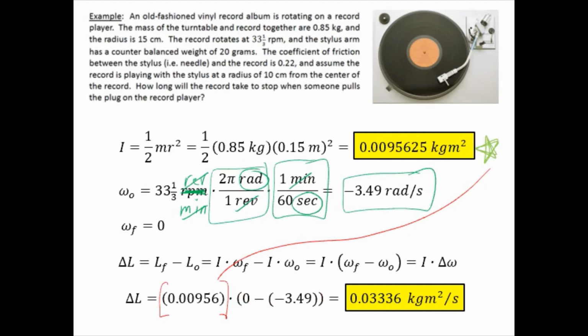And so when we look at the change in omega here, it's omega final minus omega original. So omega final is 0. And then we subtract off omega original, which is a negative number, and we're subtracting a negative, which becomes positive, and we find out that the change in angular momentum in the system, when we calculate it out, is positive, and it's about 0.03336 kilogram meters squared per second.